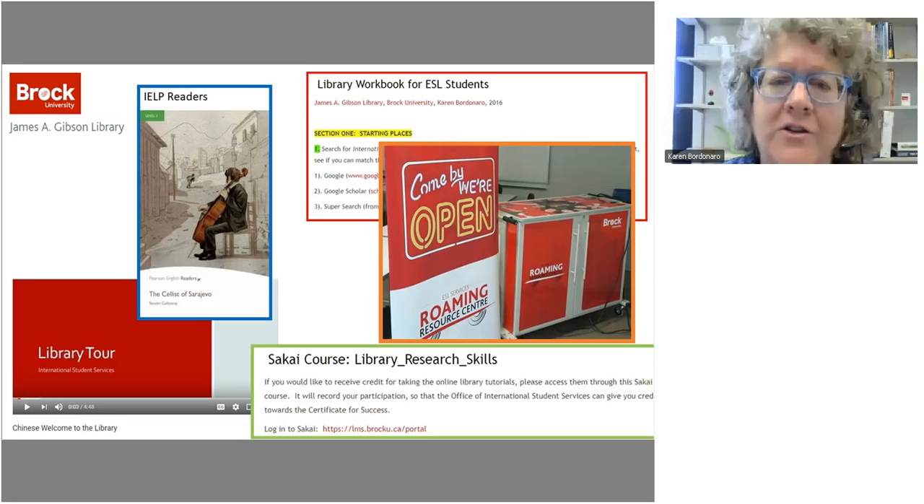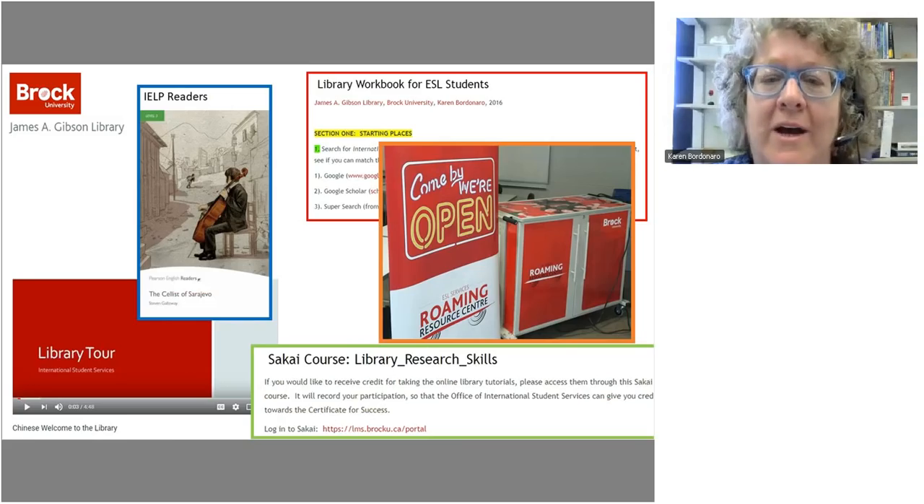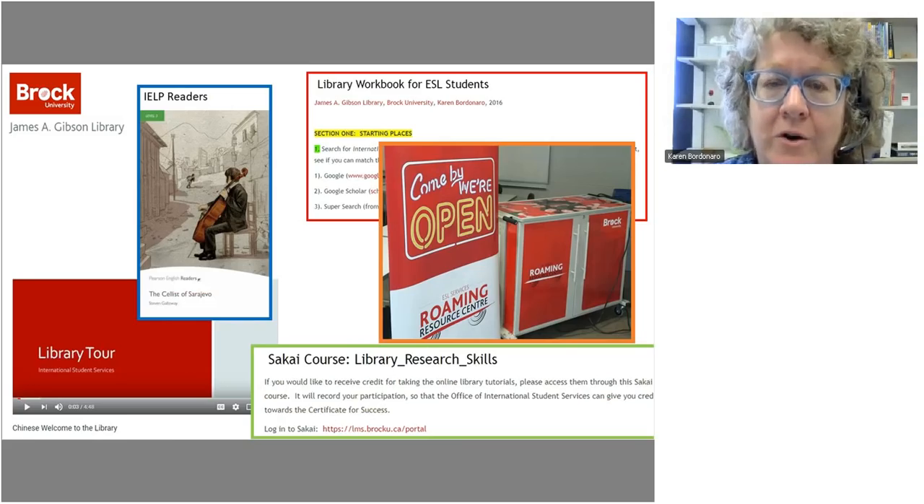The library tour in the lower left, I'm not embarrassed about it, but it was a brand new effort. So with the person who works in the makerspace, I found a Chinese native speaking student and an Arabic native speaking student to record basically welcome to the library. I had written a script in English and they translated it and read it in their native languages.